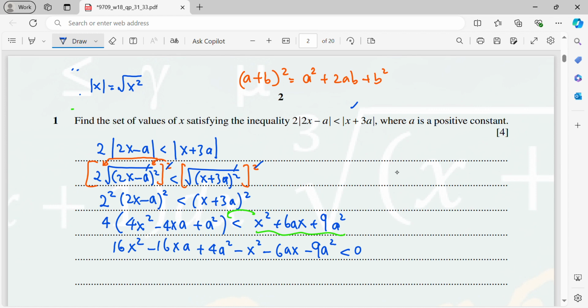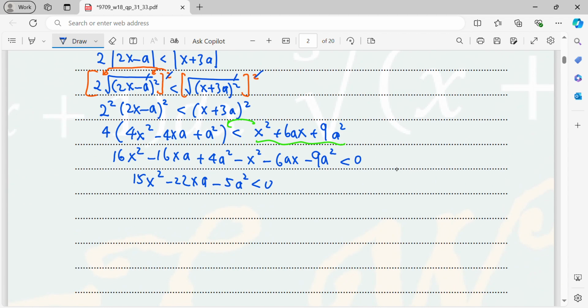Now when you simplify all the terms on the left hand side, you will be getting 15x squared minus 22xa minus 5a squared less than 0. Now this quadratic can be factorized. 15x squared is basically 5x times 3x. Then here, minus times plus will be a minus, so I will have a minus and plus.